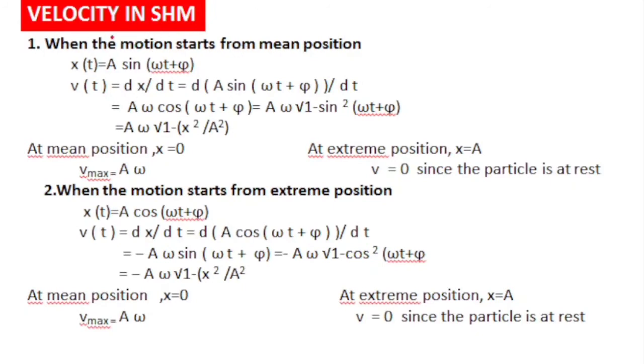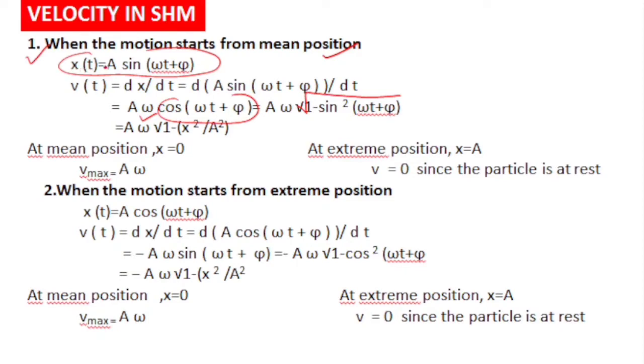How do you find velocity in simple harmonic motion? I am going to find it in both cases. When the motion starts from mean position, you use x(t) = a sin ωt, and velocity is the differentiation of this displacement, dx/dt. When you differentiate sin ωt, you get ω cos ωt, and you can write this cos ωt in terms of sin ωt as under root 1 minus sin square ωt.